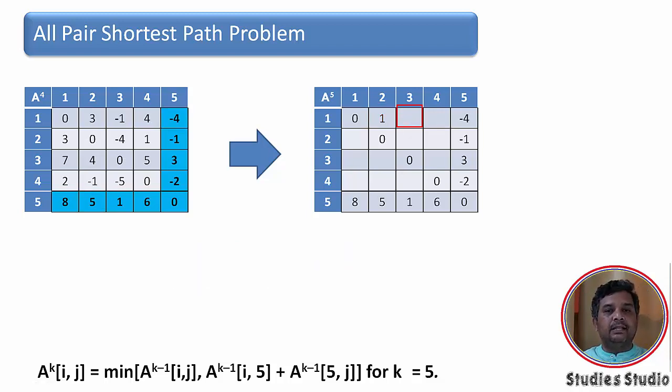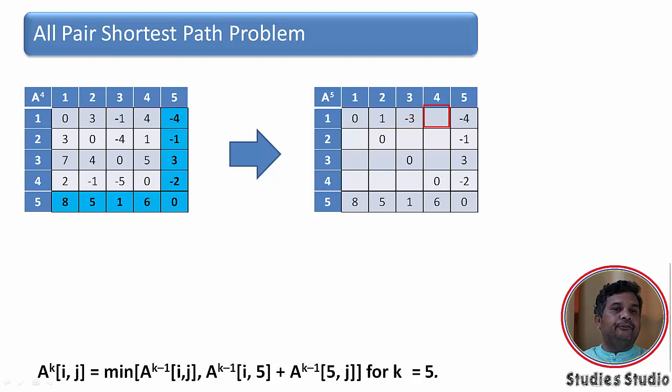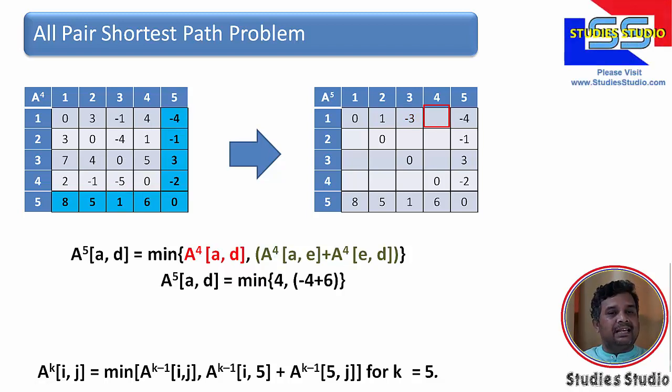The next cell is 1, 3. Here is the cell with value minus 1. I'm going to take the projected value 1 and minus 4, the sum of these two, and minus 1. Which one is smaller? Minus 3 I am getting. Then the cell 1, 4. 1, 4 value originally I am having 4 and the projected values are minus 4 and 6. And the smaller value I'll get is 2.